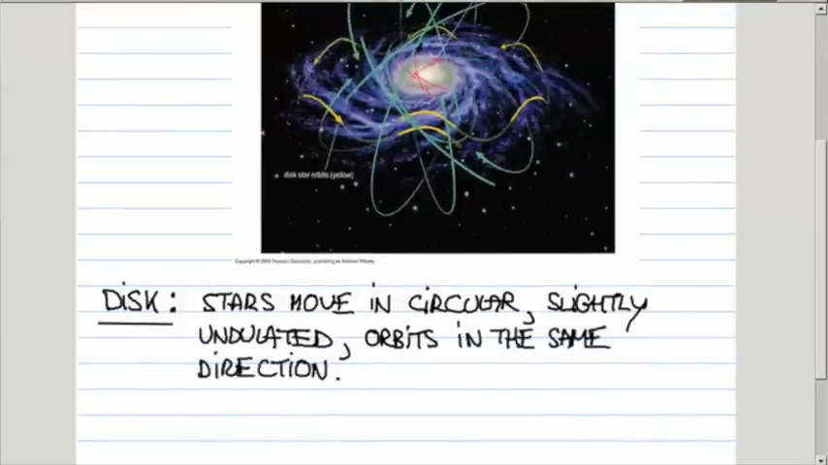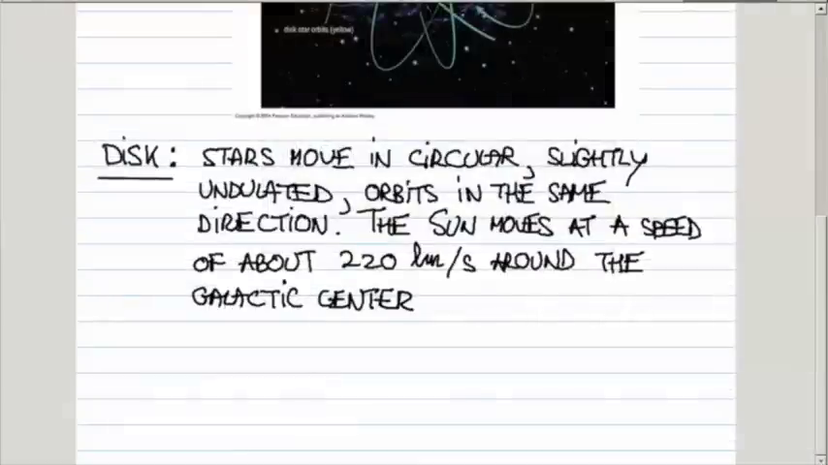And our sun moves at the speed of about 220 kilometers per second around the galactic center. So you can ask, well, how do we know that, right? We are revolving around the sun. How possibly can we find the speed with which the sun is moving relative to the galactic center?